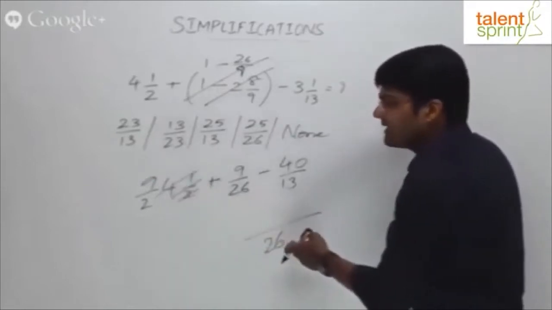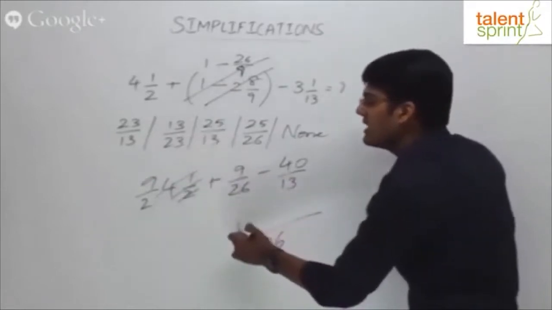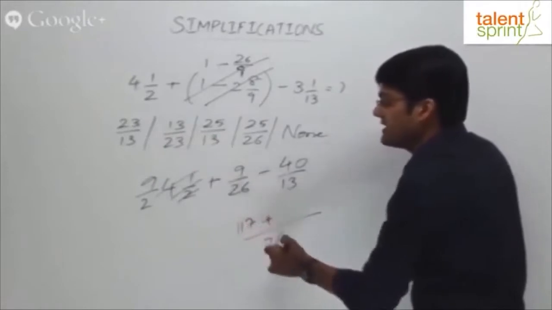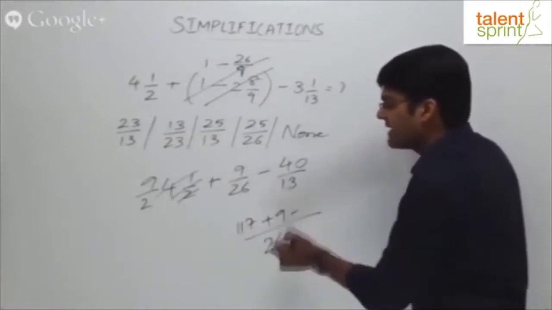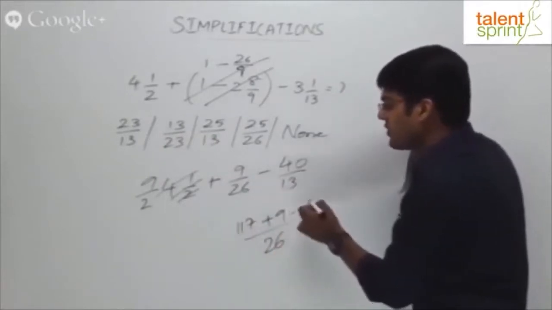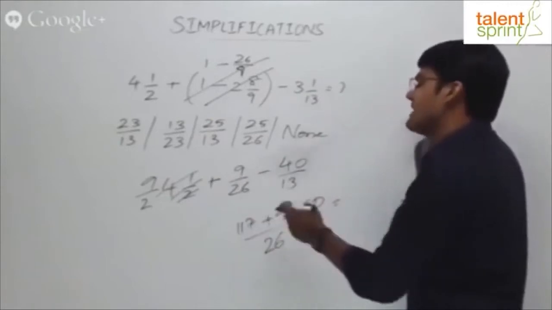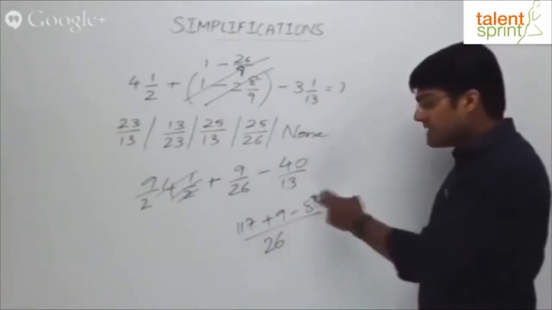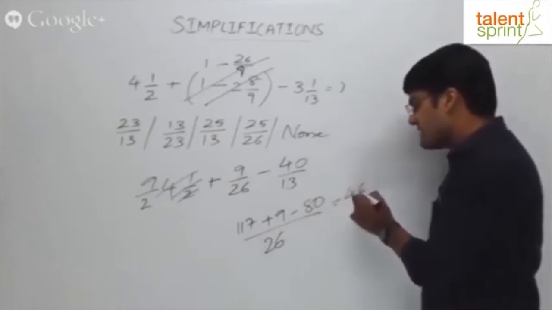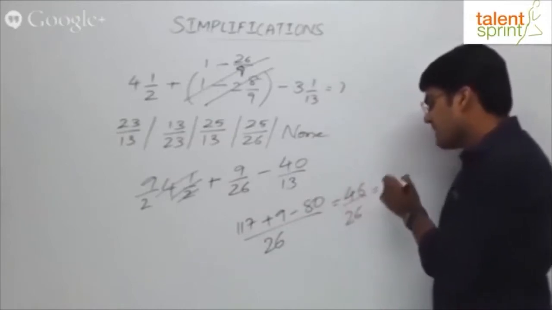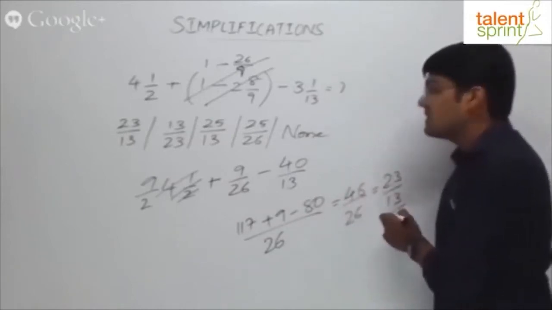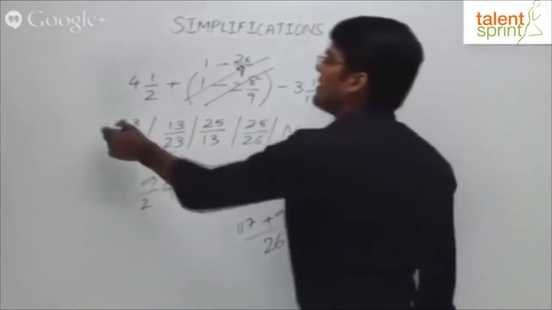2 goes how many times? 13 times. 13 into 9. What is 13 into 9? 117. And 26 goes 1 time. So directly we have 9. And 13 goes how many times? 2 times. 2 into 40 is 80. So 117 plus 9 is 126. 126 minus 80 is 46 by 26, which comes out to be 23 by 13. So the answer for this question here should be 23 by 13, option number 1.